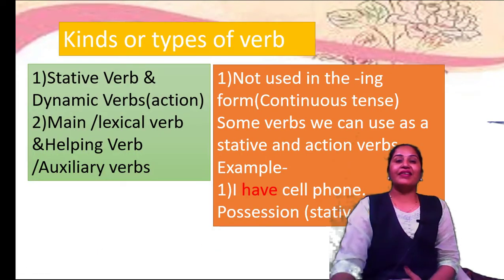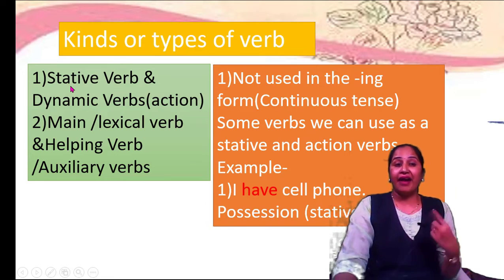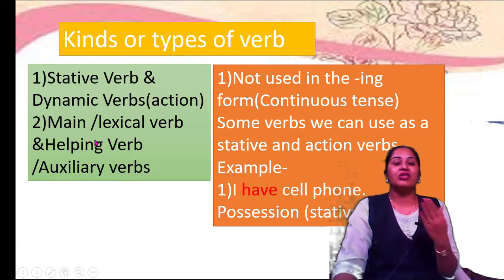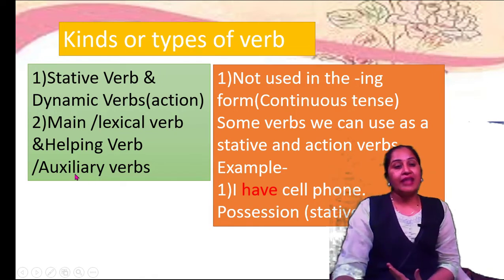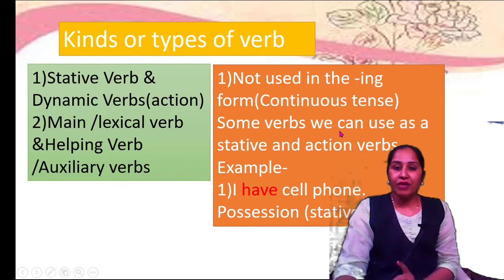You know that there are different kinds or types of verbs. There are main verbs, active verbs, and dynamic verbs. Sometimes we know these as action verbs. The second one, the main verb, is known as the principal verb or the lexical verb, and the helping verb is known as the auxiliary verb. For example, stative verbs are not used in the ing form. You know that we never use these verb forms in a continuous tense, the ing form. Some verbs we can use as both stative and action verbs.